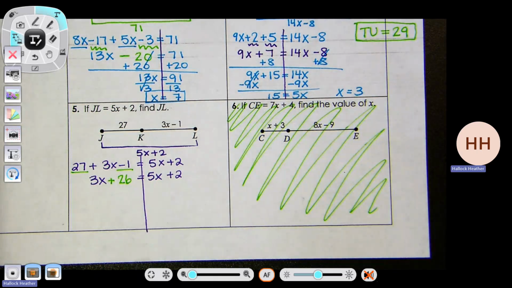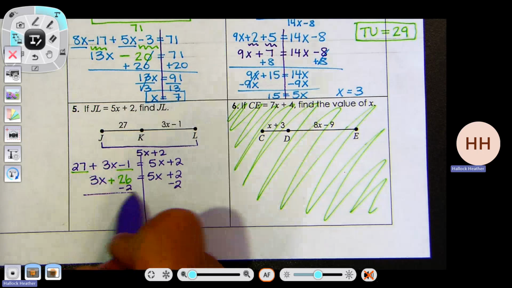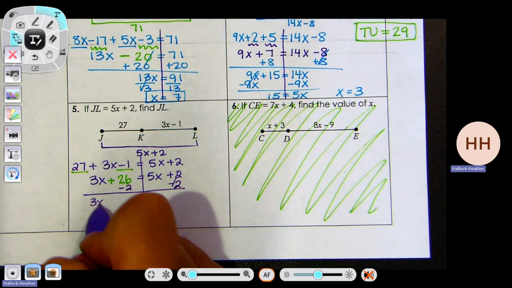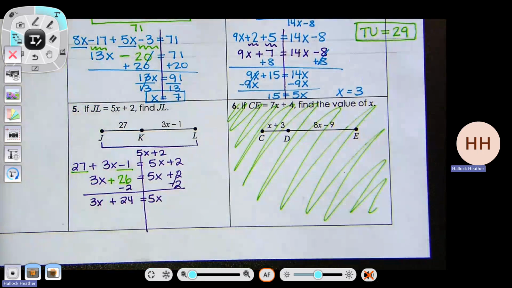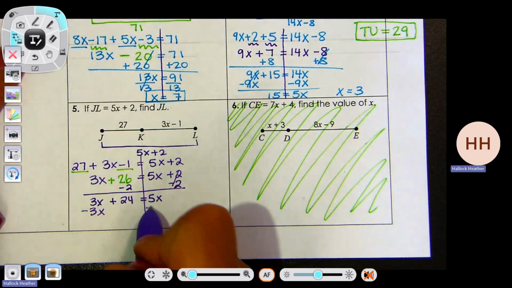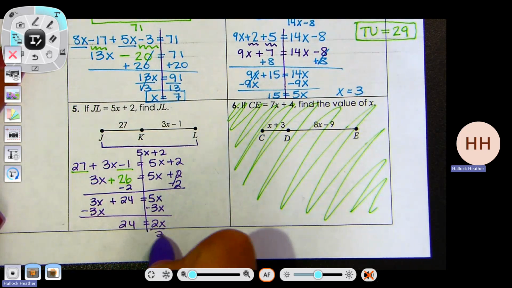And then at this point, I can move numbers. I think most people are moving the 2 over here. So I'm going to subtract 2 from both sides. So I have 3x plus 24 equals 5x. And then because I moved the 2 to the left, I have to move. Do you want me to see what you did? Because you probably just forgot to subtract that last step because you brought down a 3x instead of a 2x. So minus 3x, so you get 24 equals 2x, and then divide by 2, so you get x equals 12.